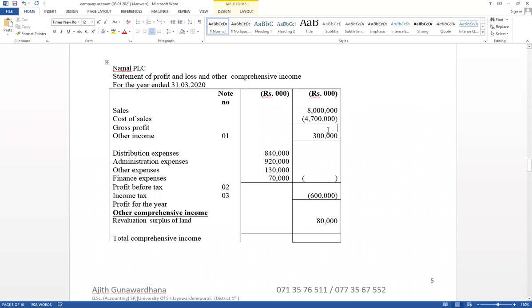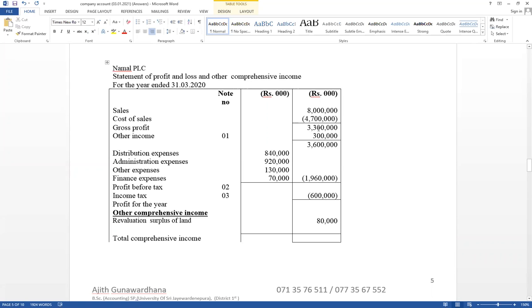Therefore, here will be equal 3,300,000 plus other income 3,600,000 and take total expenses within bracket last column. Here total value should be included within brackets. 840,000 plus 920,000 plus 130,000 plus 70,000. Therefore, total expense equal 1,960,000 within brackets. 1,960,000.